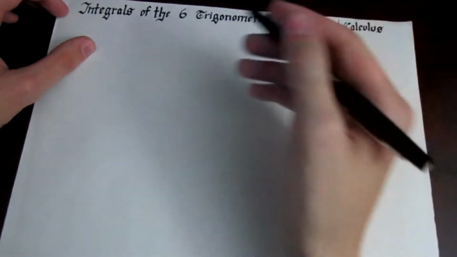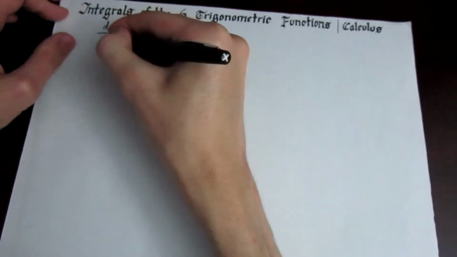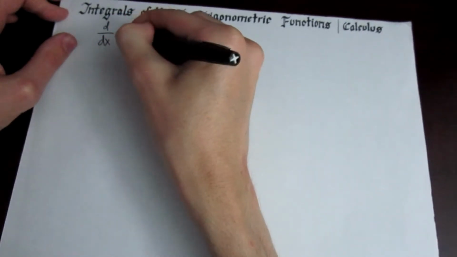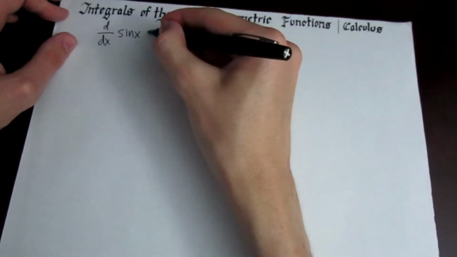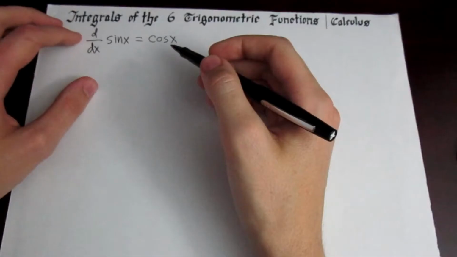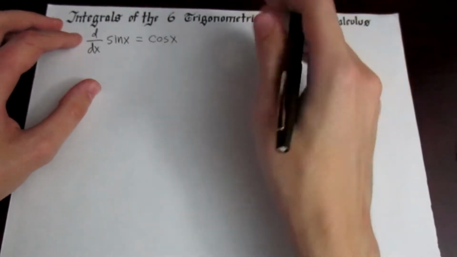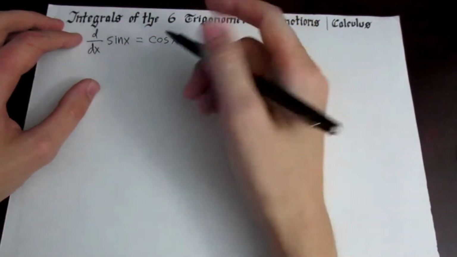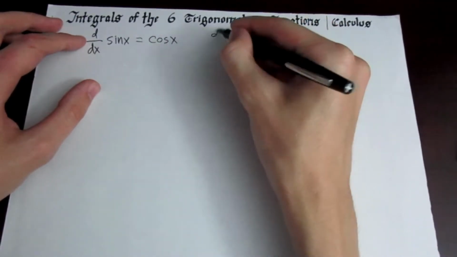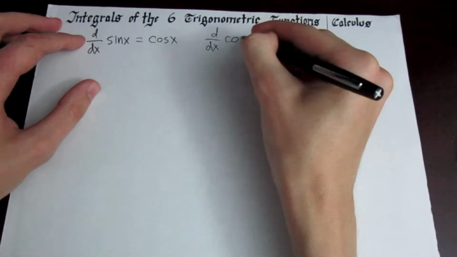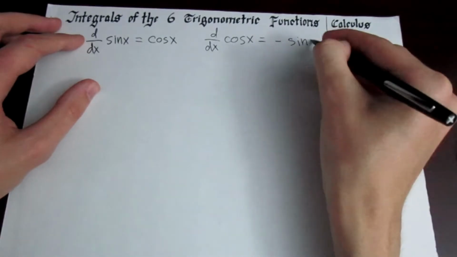So to begin, let us recall what the derivative of sine of x is. The derivative of sine of x. Well, that is cosine of x. I'm not going to be drawing the graph of sine, cosine, and the inverse sine to prove this. That's not what this video is about. So the derivative of sine is cosine, and the derivative of cosine x is negative sine of x.